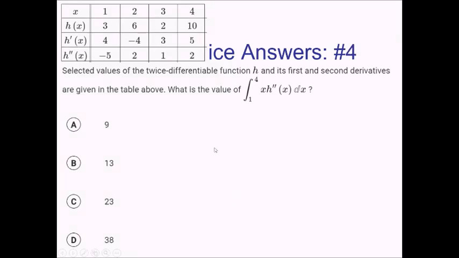For this problem, I'm given some selected values of some function h, and we have h, h prime, and h double prime. They gave us a whole bunch of stuff here. Based off of this, we want to know the value of the integral from 1 to 4 of x times h double prime of x dx.